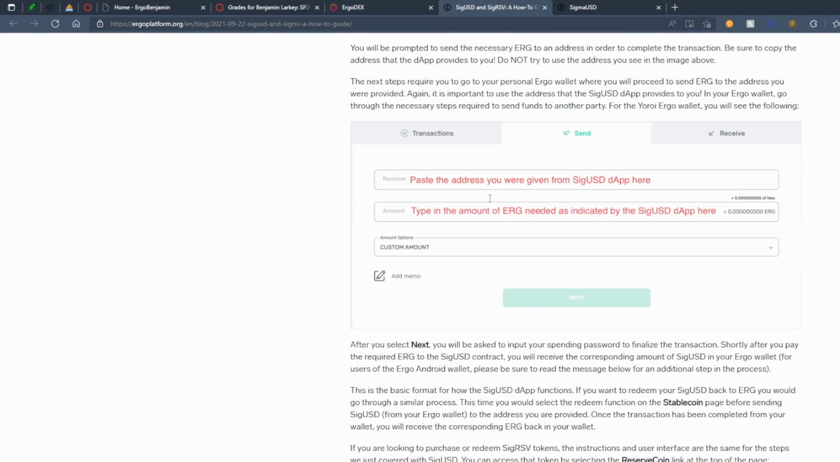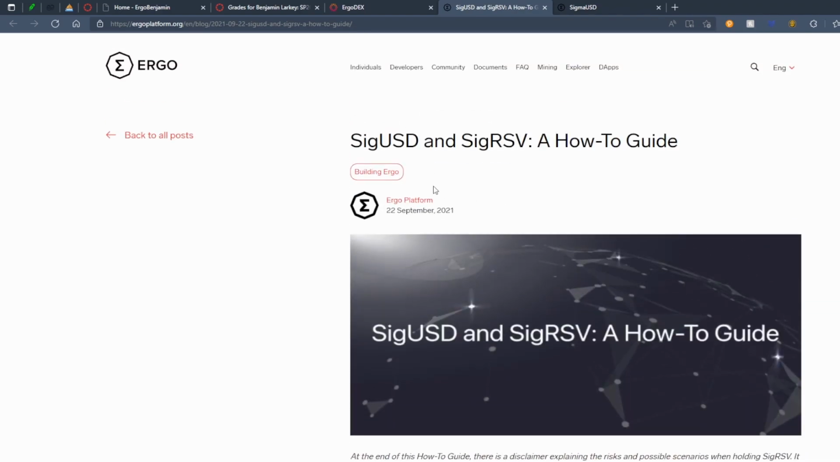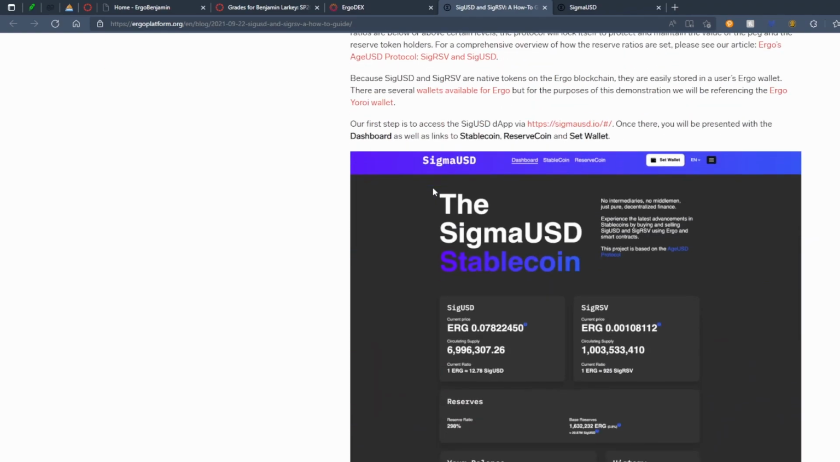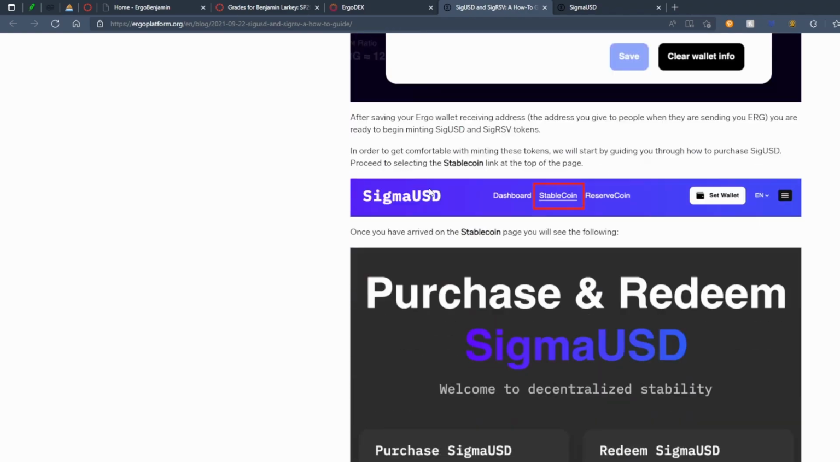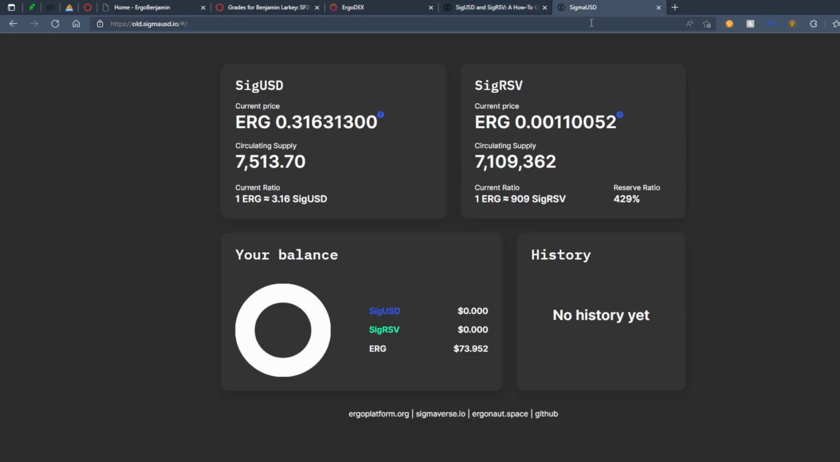Now moving on to SigUSD and SigRSV. This is a how-to guide that I'm going to put in the description on my YouTube channel. Obviously, if I was going to make a video, I probably just wouldn't use this. So I'm going to put this in the description. You guys can check out how to use this and hopefully figure out how to use SigUSD versus SigRSV, right?